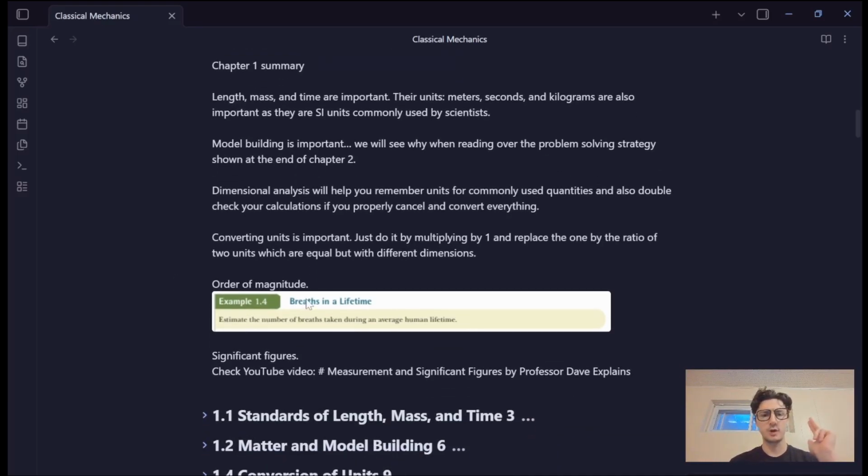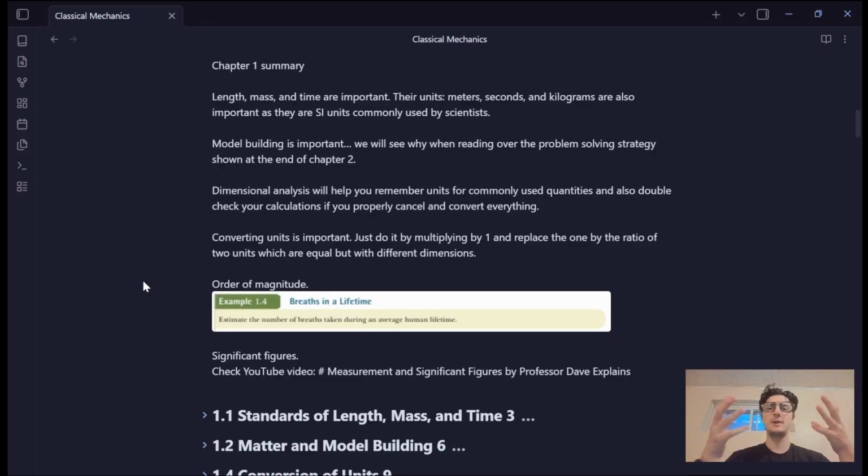Here's an example. You can try to estimate the number of breaths someone is going to take in an average human lifetime. Very quickly, how to solve this problem. How many years does an average human live? 80 years, 100 years, 50 years? Pick a number. How many days comprise that number of years? How many days equal 1 year? Use that, use some dimensional analysis, then you'll find out how many days comprise a human lifetime of about 80 years. How many hours? How many minutes?